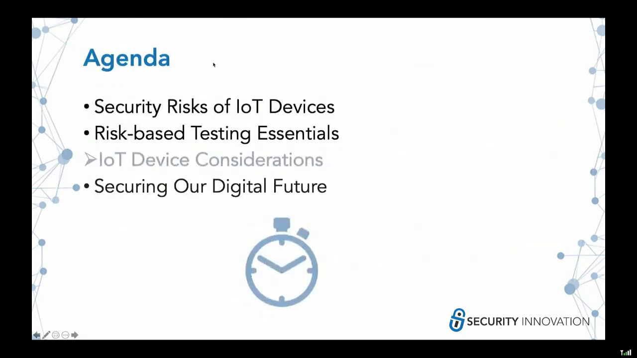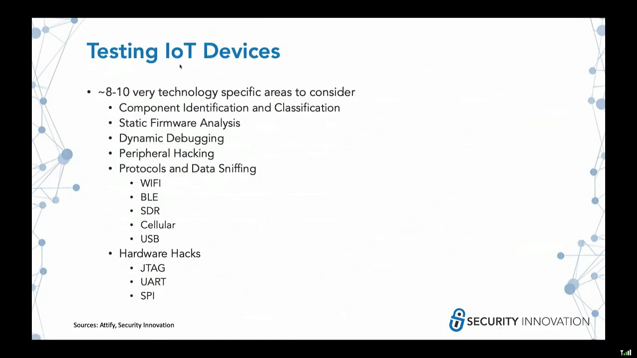Okay, next, this is going to be the only technical piece of the presentation, and it's not even going to get that technical. The only reason that I am bringing this up is because there are some specific technology areas that you need to think about or potentially learn about when it comes to testing IoT devices. The 6 main ones are component identification, firmware analysis, dynamic debugging, peripheral hacking, protocols, and hardware hacks. And I'm only going to spend time talking about a couple of these.